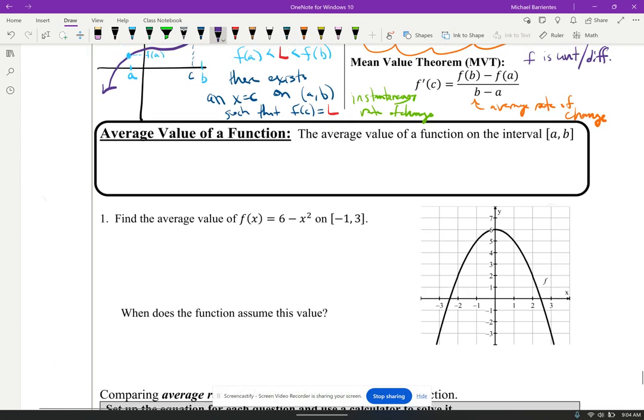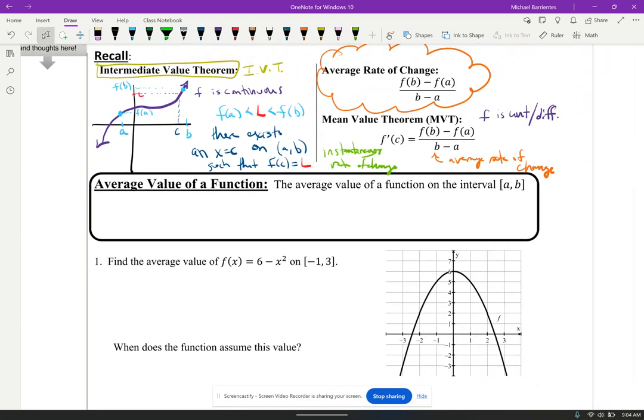Okay, so here's what we're doing. We're going to use some of these ideas to figure out what's going on here. What we're going to be looking for is the average value of a function. Given the function f of x, and you can call it whatever you want, we can find the average value of a function on a closed interval by saying it's 1 over b minus a times the integral from a to b of that function.